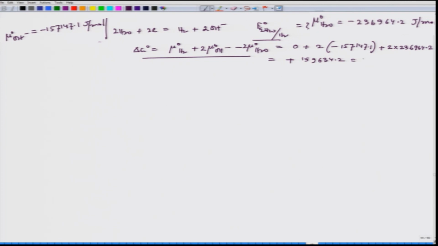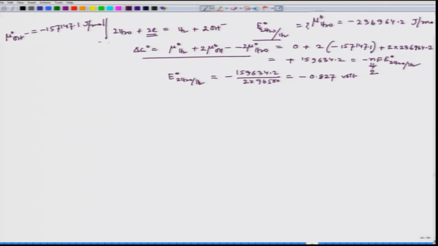Which is equal to minus nF E0 H2, n equal to here 2. So this is the 2 electrons. So E0 equal to 159,634.2 by 2 into 96500 equal to minus 0.827 volt.